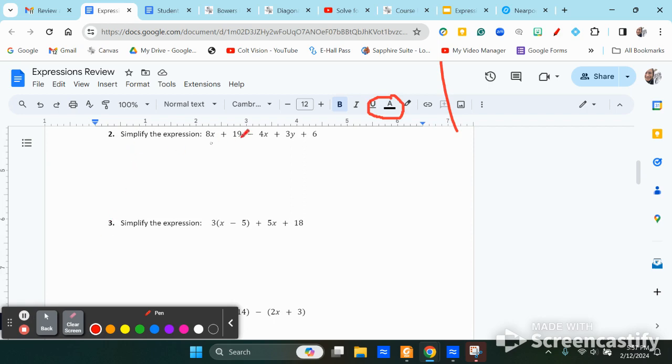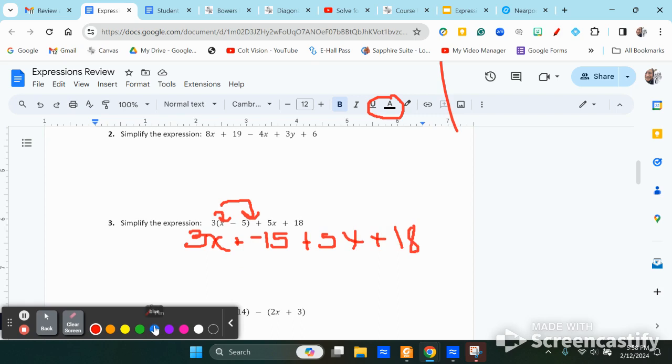For the second question, so for 2, 3, and 4, we're simplifying expressions. That just means that you're combining like terms and you're getting rid of all the parentheses. So for example, if I'm doing number 3, before I can add 5x to x, I need to get rid of these parentheses. So I'm going to distribute 3 times x and 3 times negative 5. So I would have 3x, sorry for my bad handwriting, plus negative 15, because minus 5 is really a negative 5, so plus negative 15, plus 5x, plus 18.